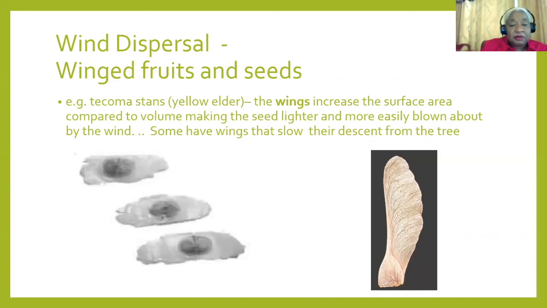Wind dispersal. Yellow elder seeds have, and these are yellow elder seeds at the bottom, these wings that make the seed lighter, and so they can be blown about more easily. So some of them have a broader type of wing that just slows their descent and allows the wind to catch them and blow them away and get them away from the parent plant.